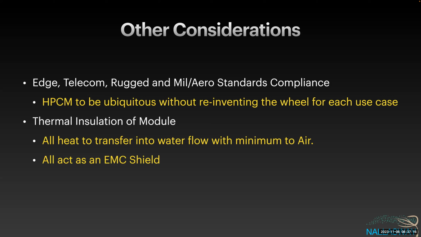And finally, we want to consider some thermal insulation on the module as well. So we want some sort of jacket to go over the whole module, where we can make sure that a minimum amount of the heat, that 65 degrees C water, goes into the air of the data center. It actually gets contained and diverted all into the water. So some sort of insulation, and that could also act as an EMC shield over the modules as well. So some sort of little jacket that you would put over the module.